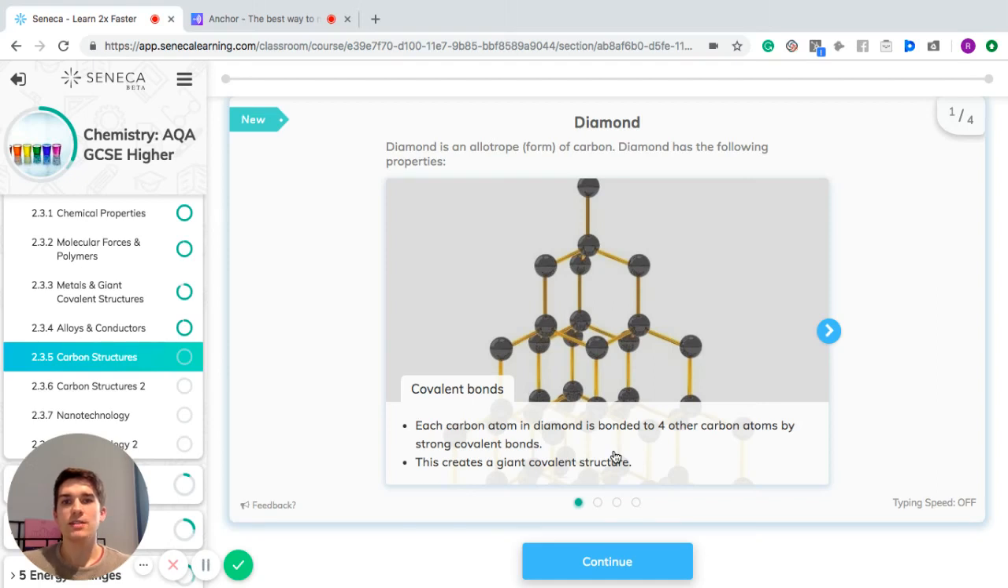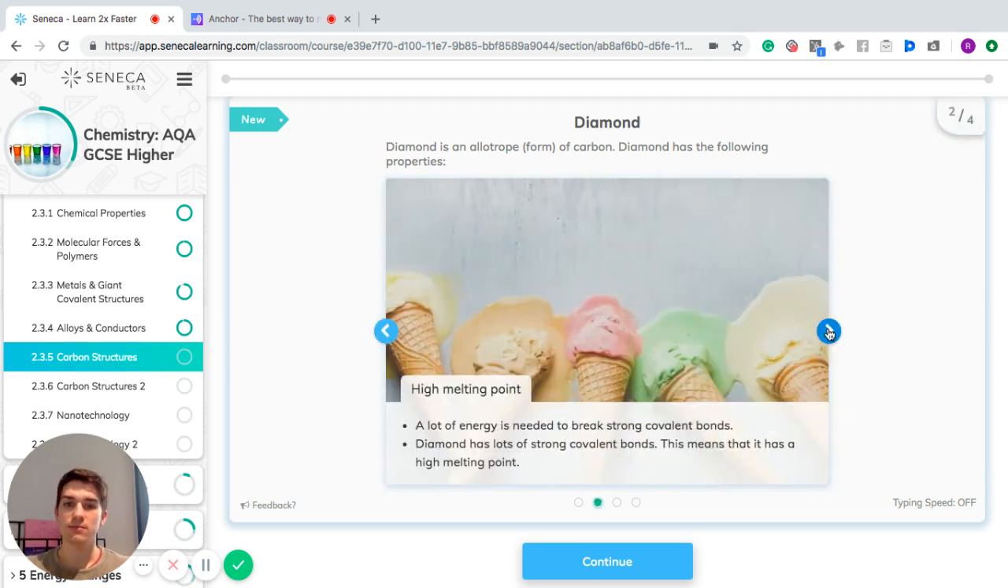So let's look at some forms of carbon. Diamond is a form of carbon, and another word for form, when you're talking about carbon, is an allotrope. Diamond has the following properties. Each carbon atom in diamond is bonded to 4 other carbon atoms by strong covalent bonds, and this creates what we call a giant covalent structure.